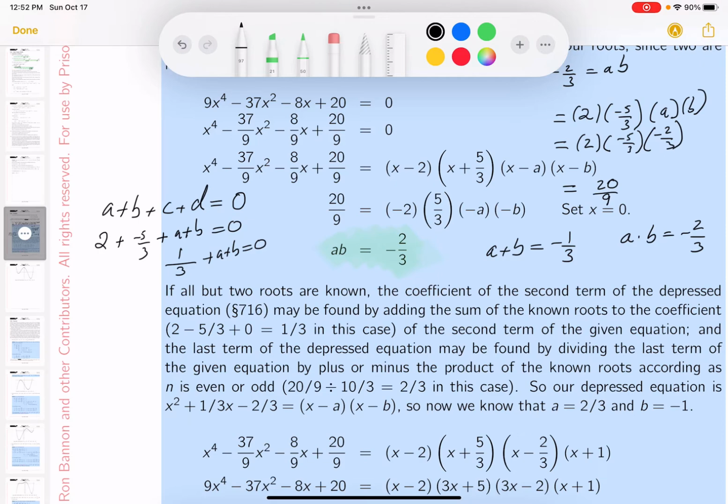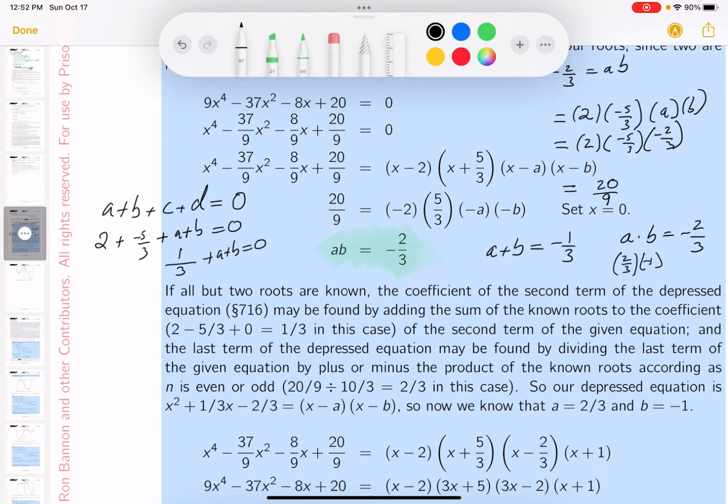Let me think. Let me try a to be minus 2/3 and the b, no, I don't want to try that either. Let me try another one. Let me try a to be 2/3 and the b to be minus 1.